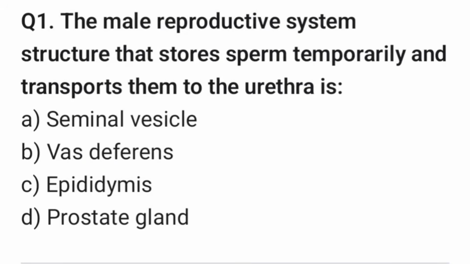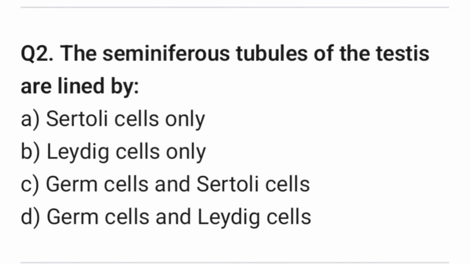Question 1. The male reproductive system structure that stores sperm temporarily and transports them to the urethra is. Right answer is option C. Epididymis. Question 2. The seminiferous tubules of the testis are lined by. Right answer is option C. Germ cells and Sertoli cells.